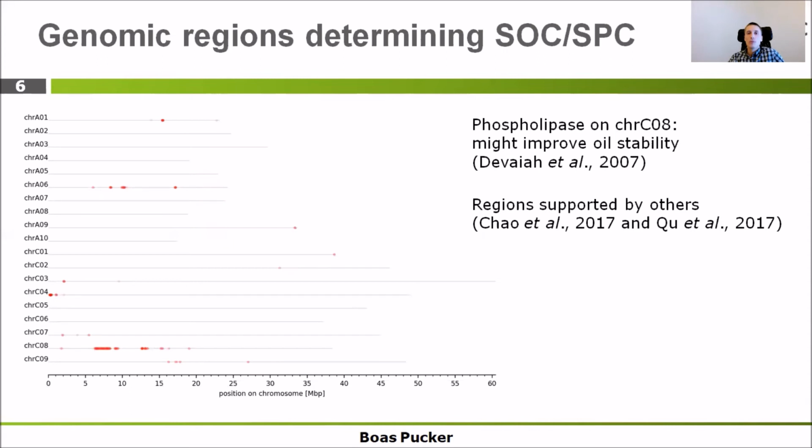And by using this approach, we identified genomic regions that are likely to determine the seed oil content and the seed protein content. For example, you can see here all pseudochromosomes of rapeseed, and we see a strong signal on chromosome C8 down here. And this region contains the gene phospholipase that was described previously and might improve the oil stability. So it is a potential explanation for the region that we see here coming up in our analysis. Some of the other regions also align with the literature, and we are currently looking into these regions to identify individual candidate genes that might explain the trait.